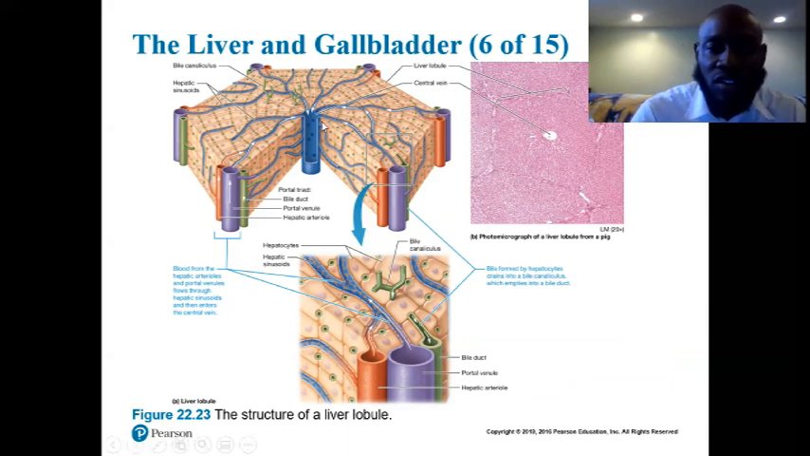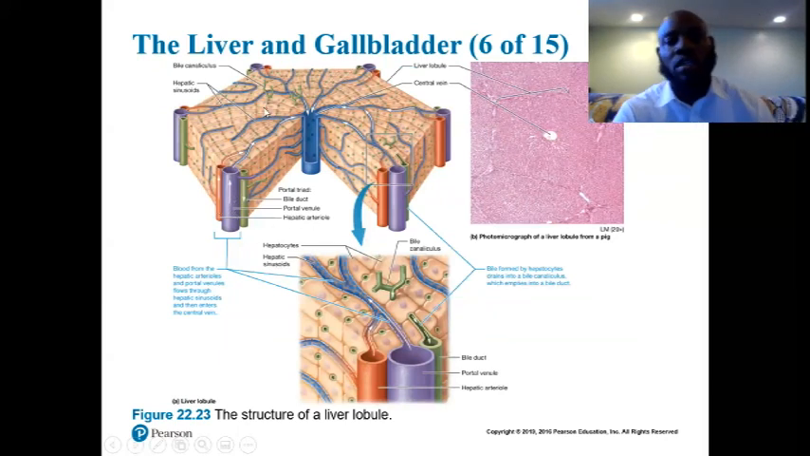Notice this central vein. This whole thing is the liver lobule. You have the bile duct, the green, the portal venule, the purple, and the hepatic arteriole, the red. All right.